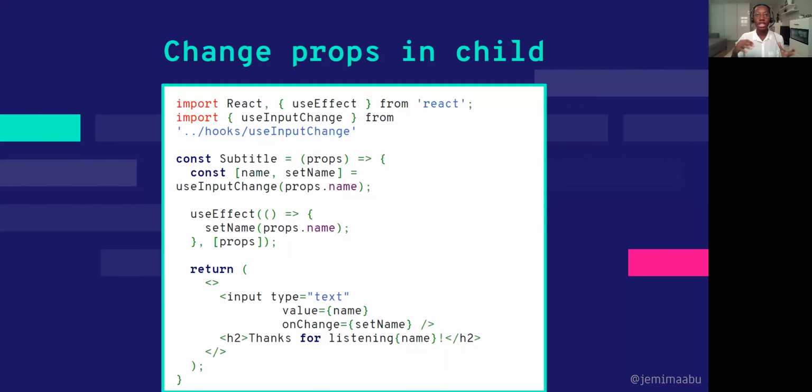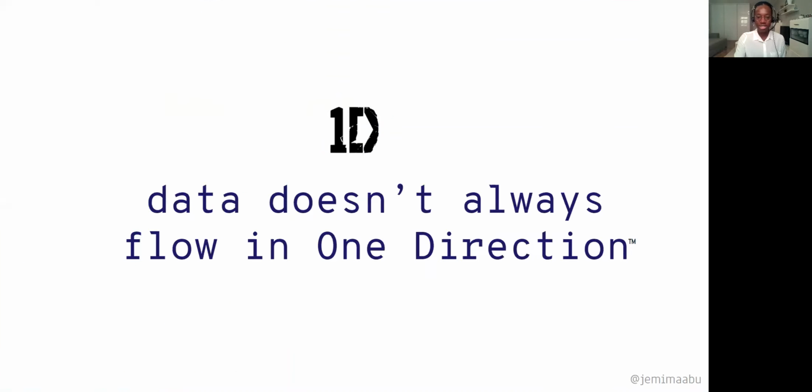What if we wanted to be able to change the prop in the child component itself? Basically what this code is doing here is that it's taking the props, it's setting the state value, and it's allowing us to update it from the Subtitle component. The problem with this is that data doesn't always flow in one direction. You're not always going to want to pass data from parent to child. Sometimes you may want to update the state in the child component and have it update in the parent component as well. Or sometimes you may want to pass data from a sibling component to another sibling component, which are not necessarily inheriting from each other.